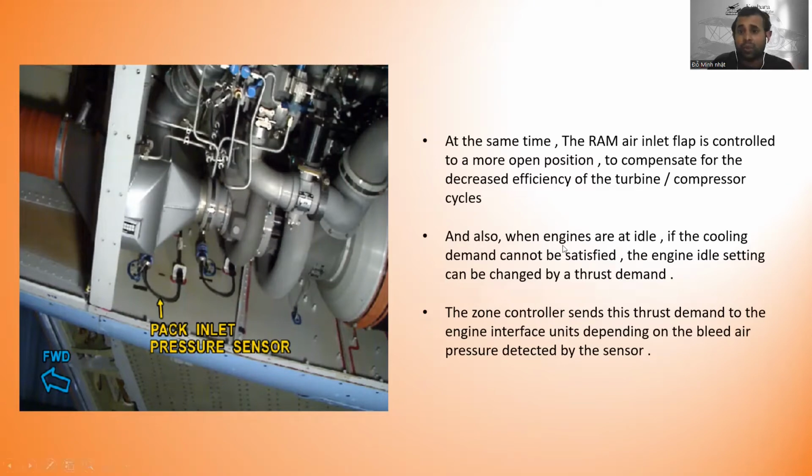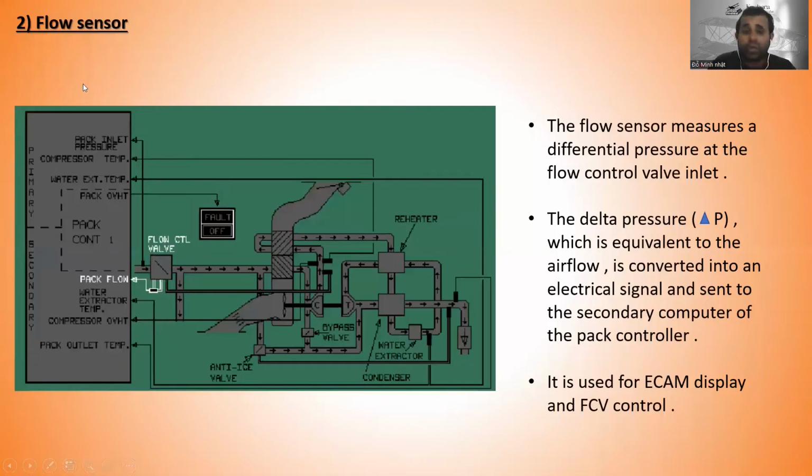Also, when engines are idle, if the cooling demand cannot be satisfied, the engine idle settings can be changed by thrust demand. Just keep in mind, the zone controller sends these thrust demands to the engine interface units depending on the bleed air pressure detected by the sensor.